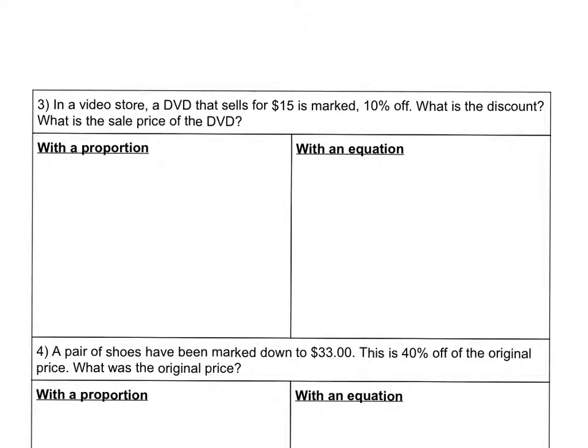Okay, on this problem, let's go ahead and set up a proportion. So in a video store, a DVD sells for $15. So that's how much it sells for, and it's marked at 10% off. So what is the discount and what is the sale price? So you're answering two questions, and we will be able to do that with the way that we've been doing the problem. So go ahead, set up the proportion, pause the video, see if your proportion matches mine.